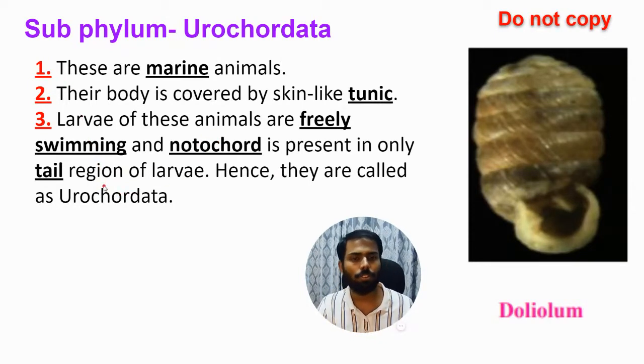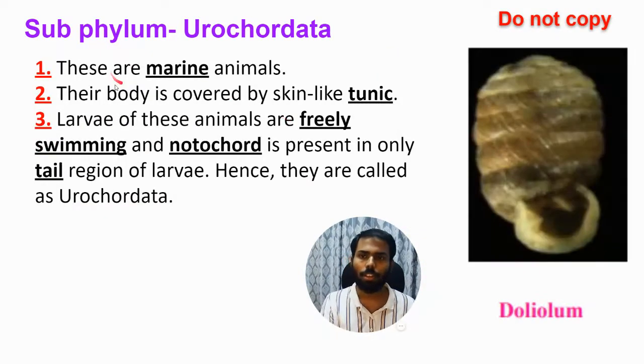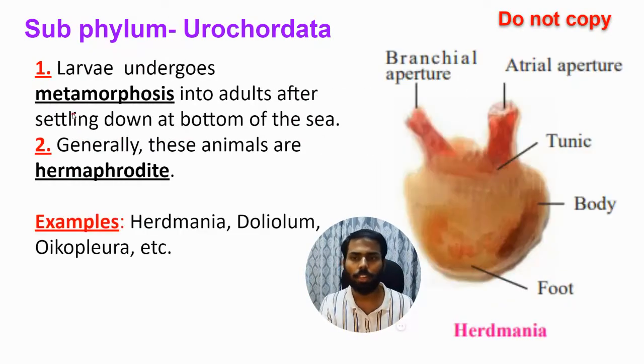Okay, so those are the first 3 points. Next, larva undergoes metamorphosis to form adults after settling down at the bottom of the sea. So when they were larva, they were freely swimming in the water. But when they become adults, through metamorphosis, I told you, right, they don't just grow in size, but their adult body is quite different. So that transformation is called metamorphosis.